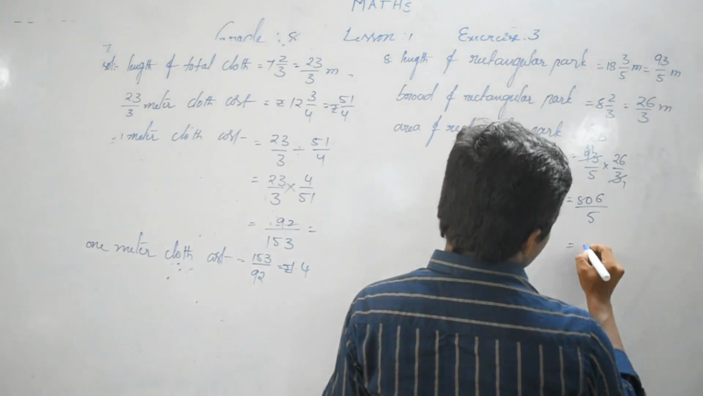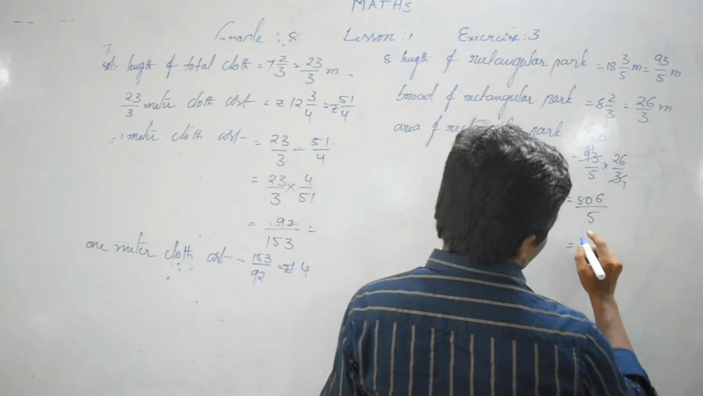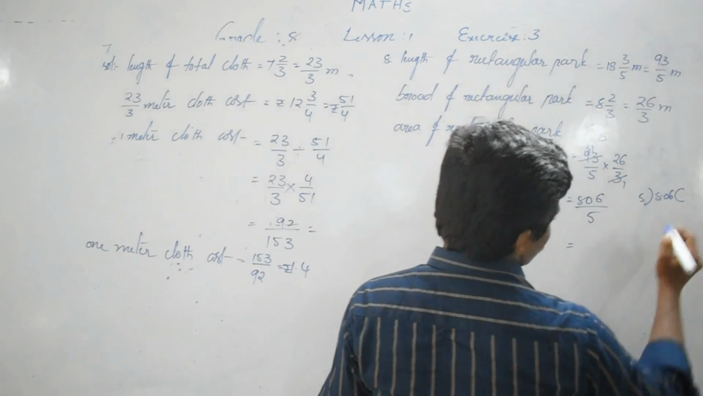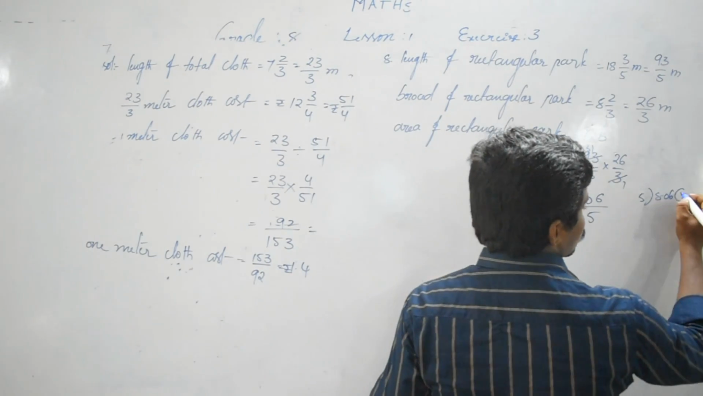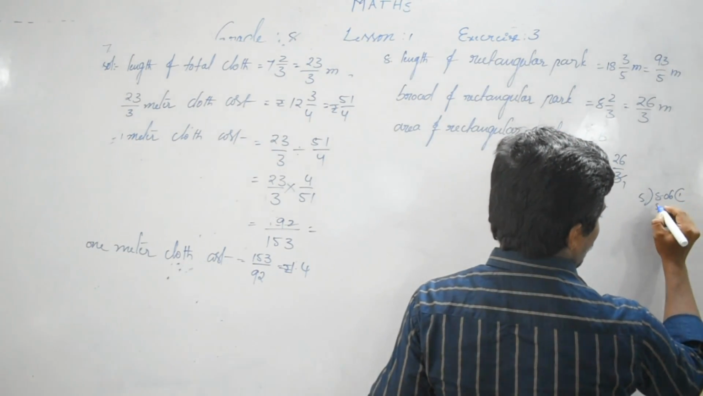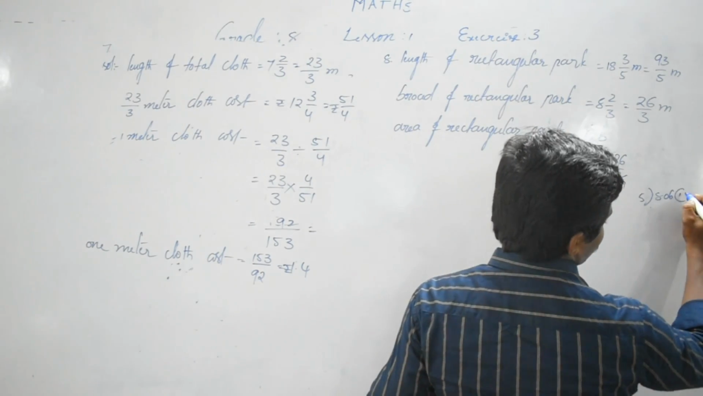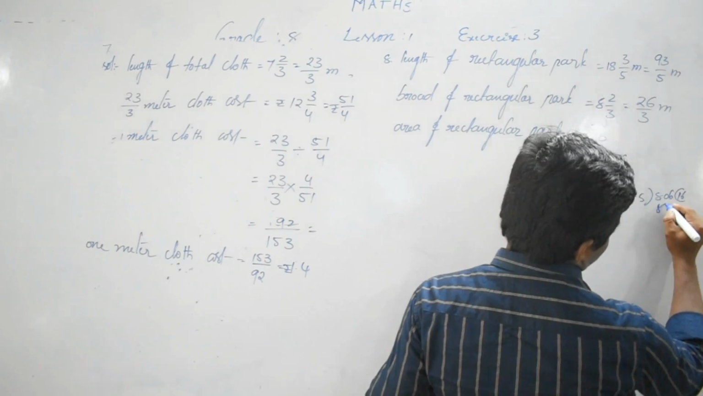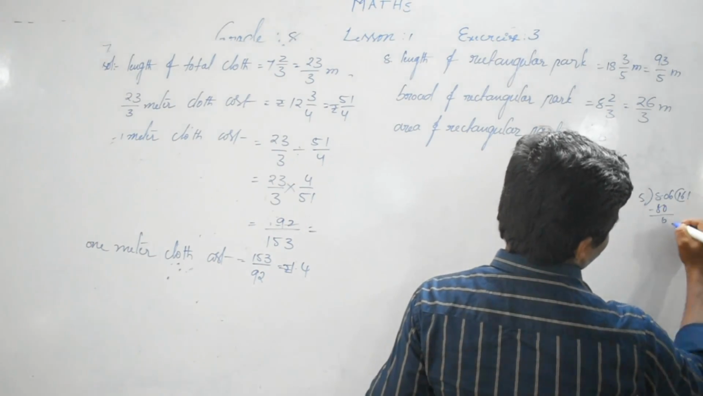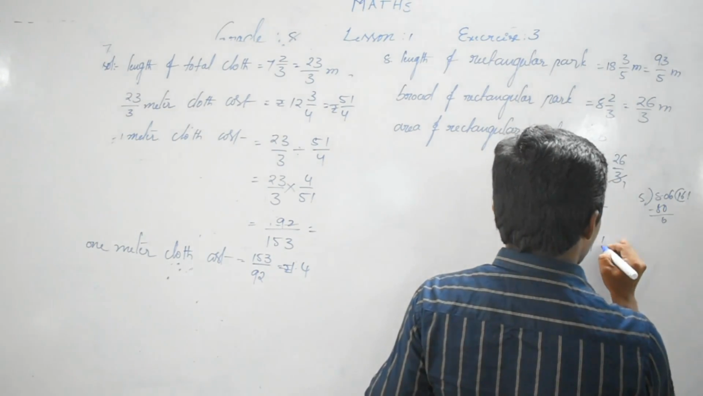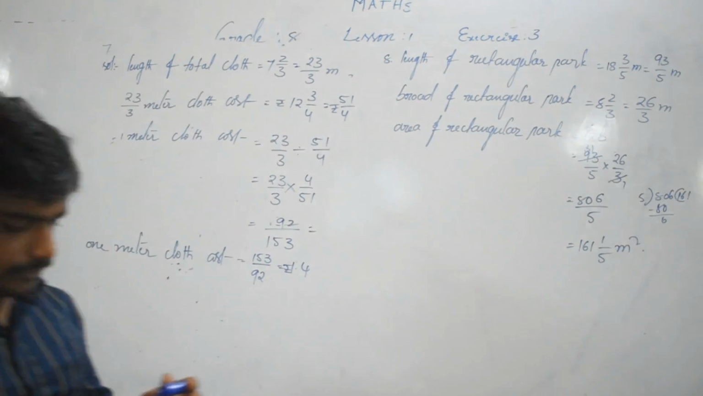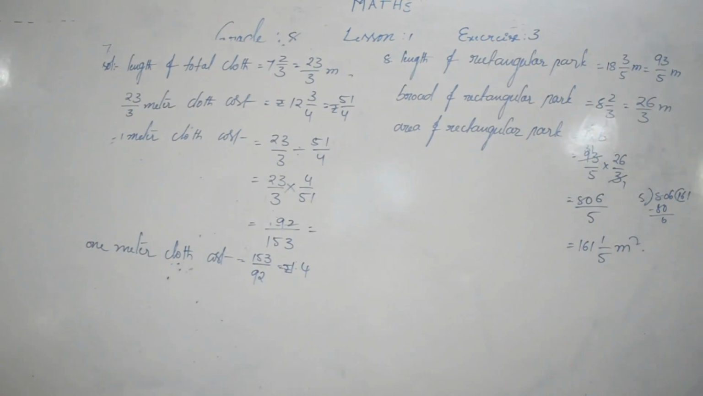So area, 5 1 jar, 16, 161 1 by 5 square meters. That is the division. Next one.